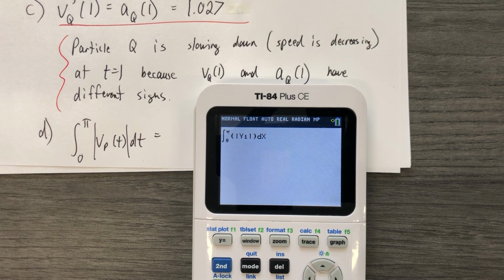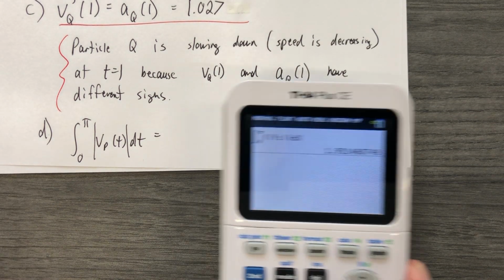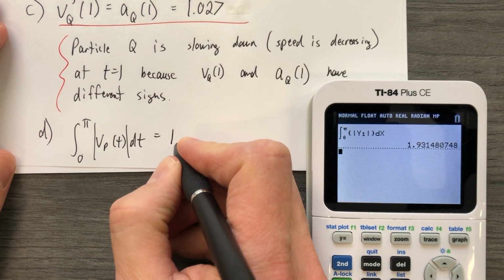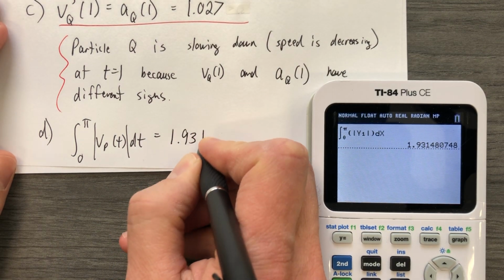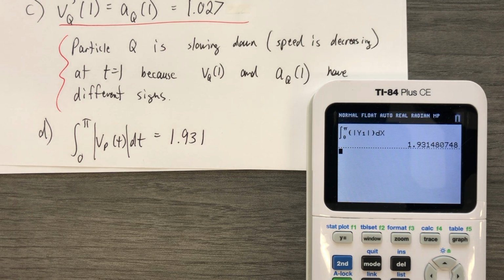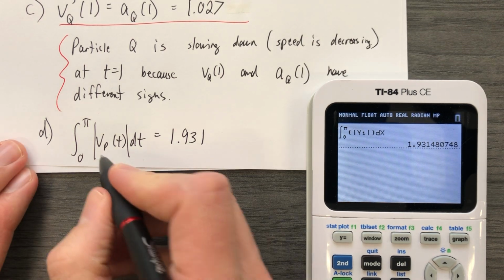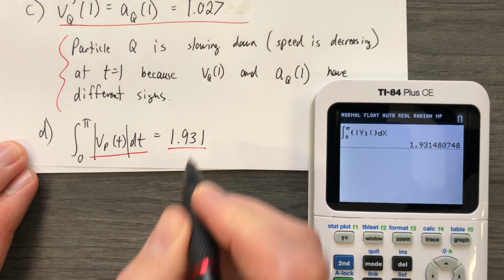And we wait. We'll just sit here. How about that? There it is. 1.931. Let's grade this one too. 2 points. We're going to get a point for the definite integral. It better include absolute value, and a point for the answer.